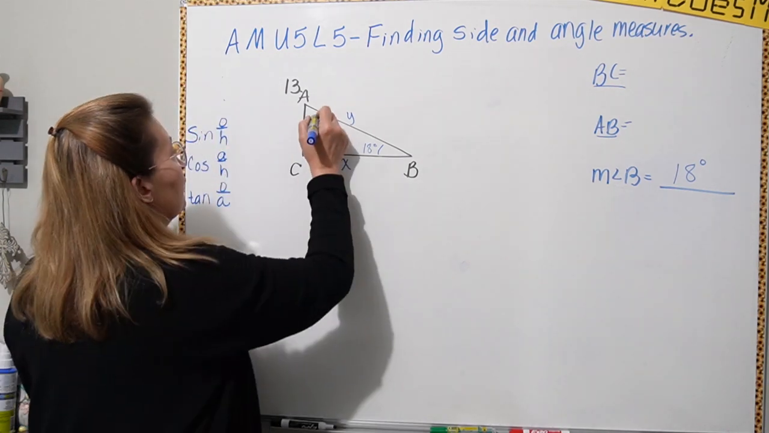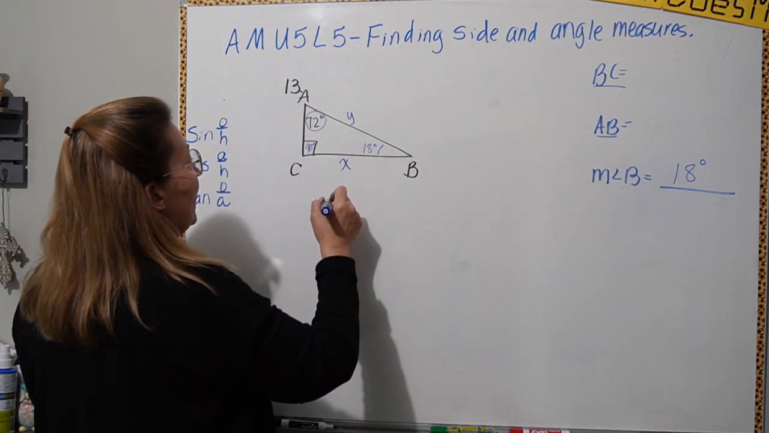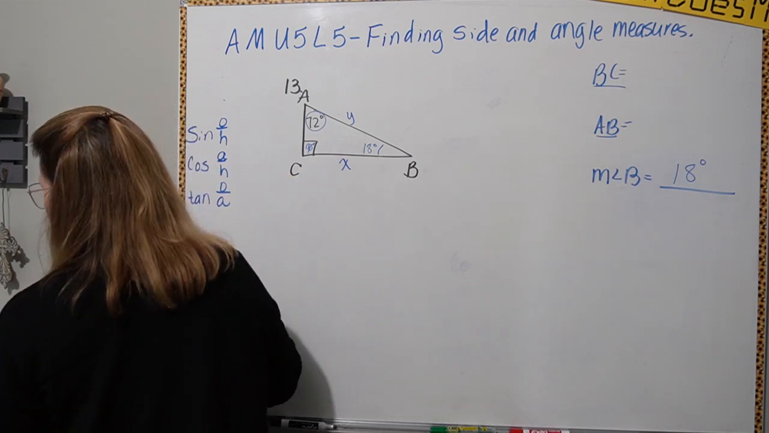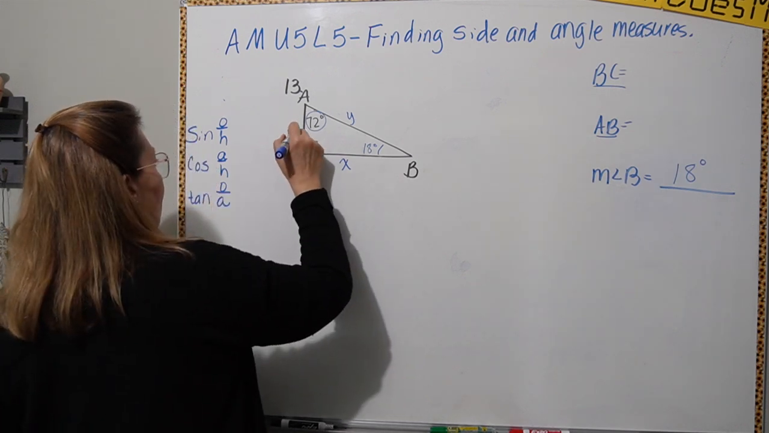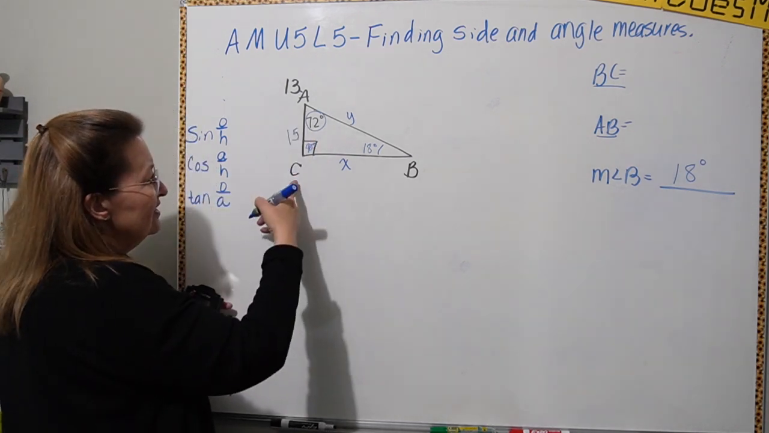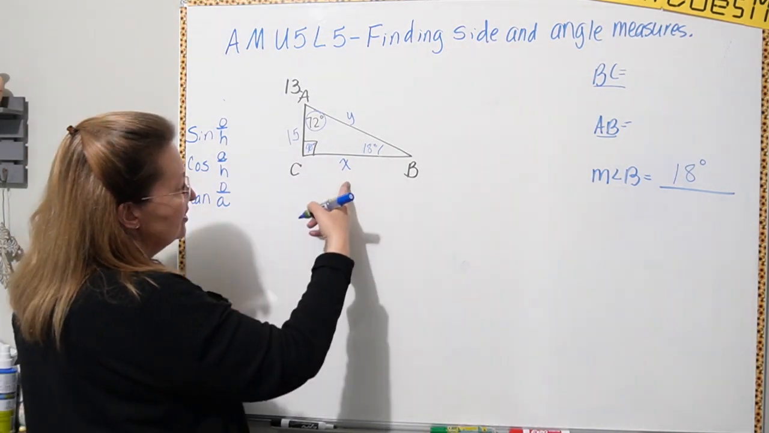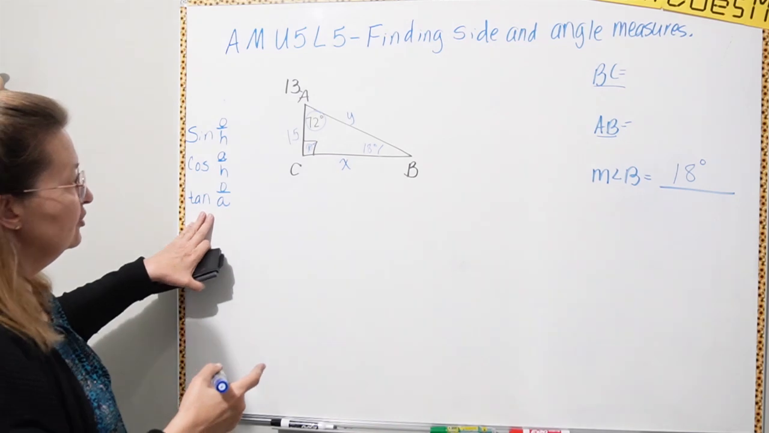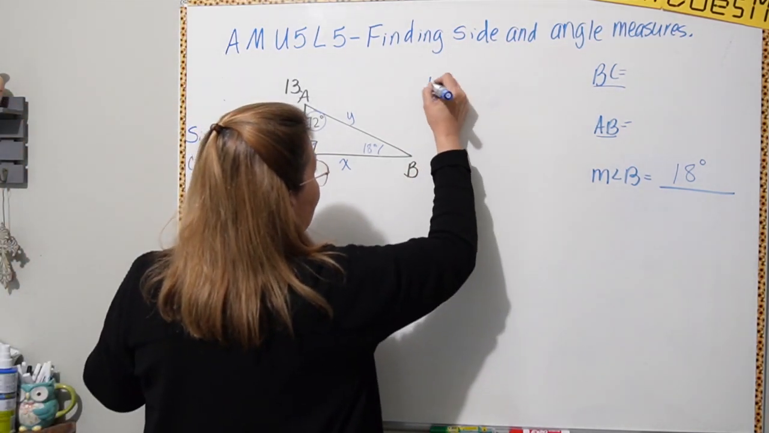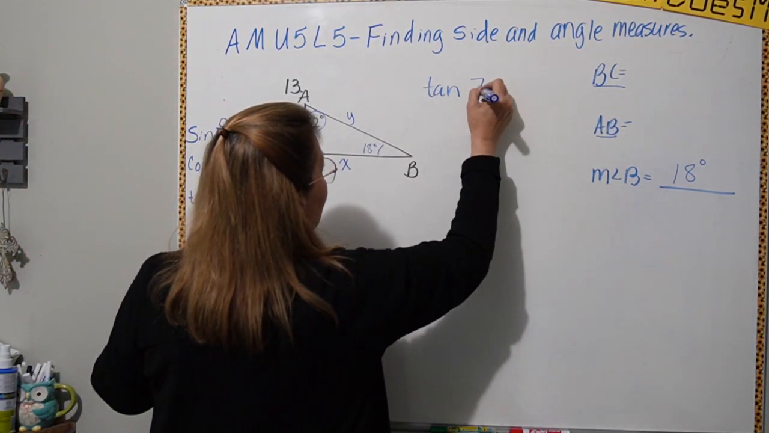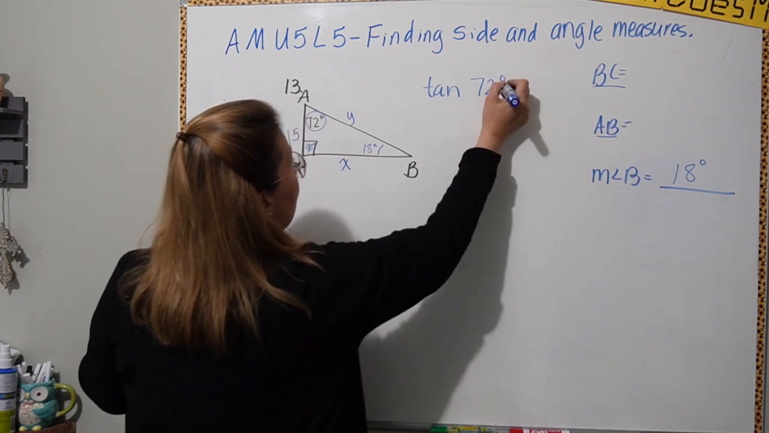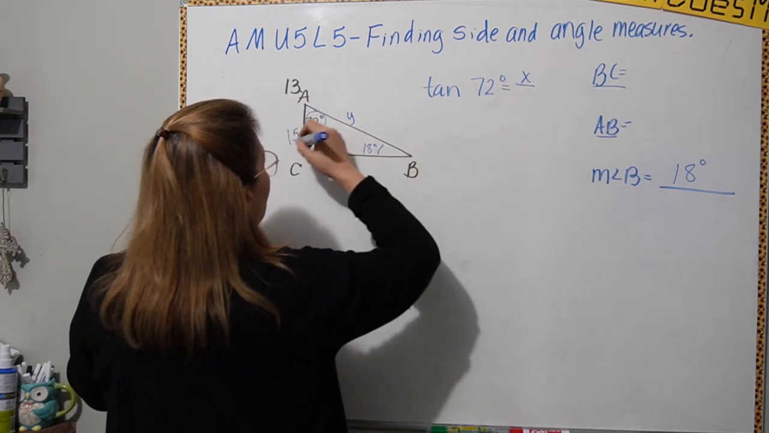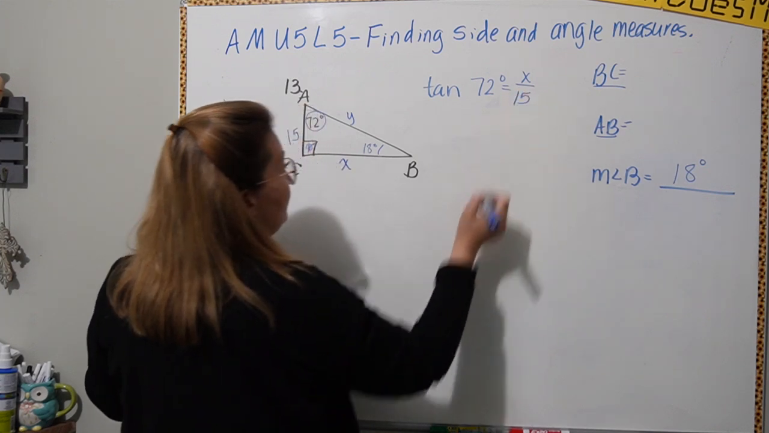So here I know the side adjacent, which is 15. I didn't mark it, but there. My side adjacent is 15, and I would like to know my side opposite. So which function is that? Well, that's your tangent. So I'm going to say, okay, the tangent of 72 degrees is equal to the side opposite, which is x, over the side adjacent, which is 15.